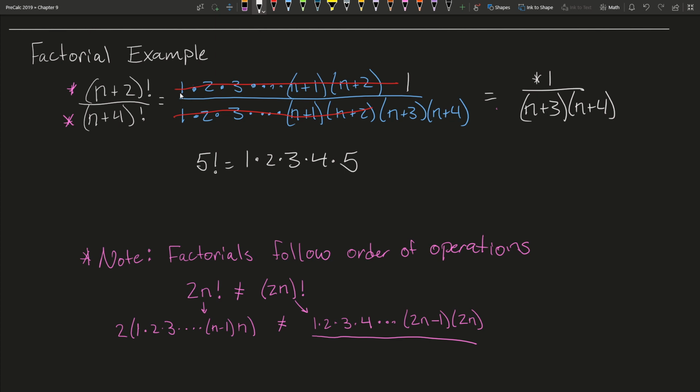Okay, and we'll practice this more. At some point, I'm going to get a worksheet out to you guys that just goes over this. But for now, we just need to know how to simplify these and what they actually mean. Okay, so questions about factorials.